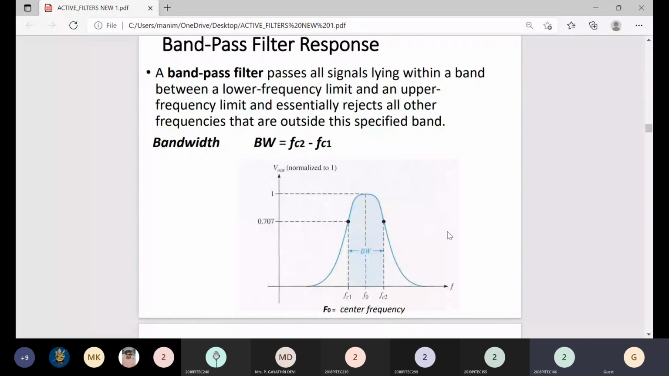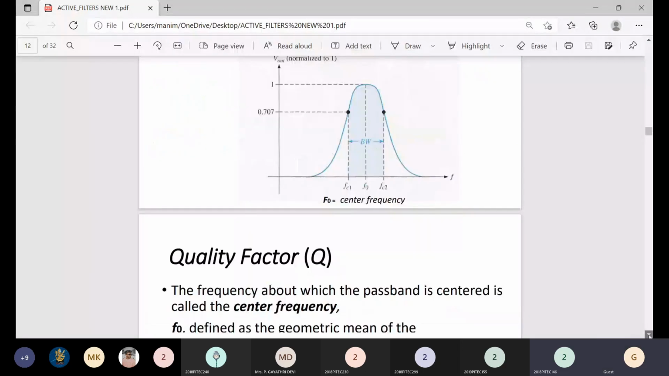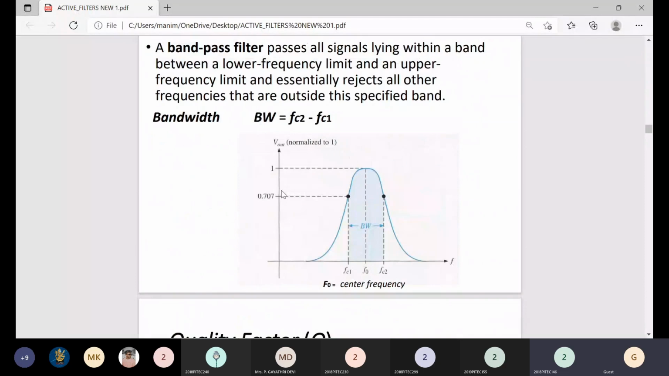So how do we define the bandwidth of the band pass filter? It is the upper cutoff frequency minus the lower cutoff frequency. That is, bandwidth equals FC2 minus FC1. Then here we have the center frequency, right? At the center frequency we have the maximum gain. At the cutoff frequency we know that the gain decreases from maximum by 3 dB, right? That is in dB.